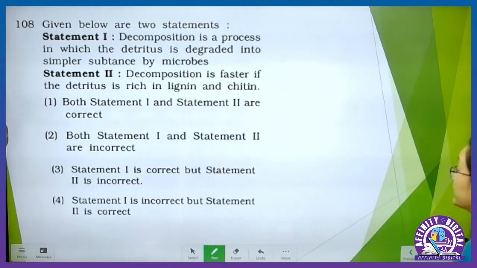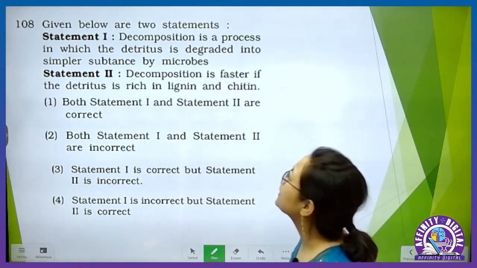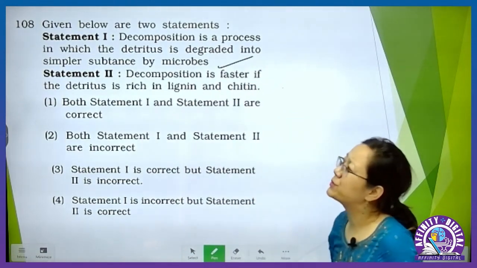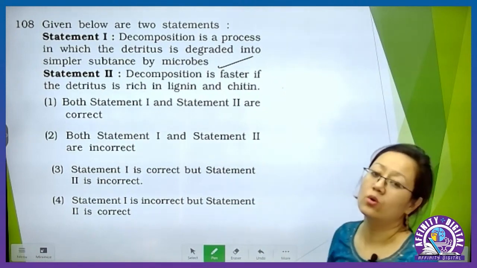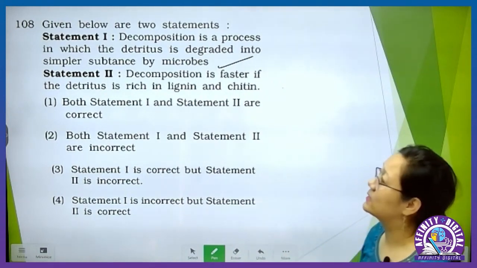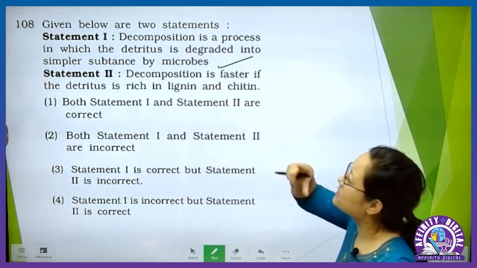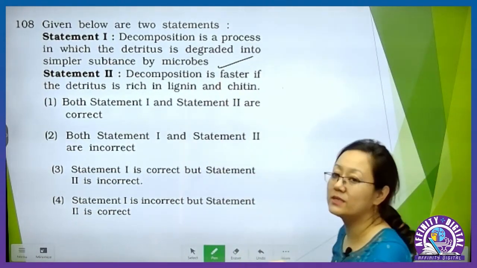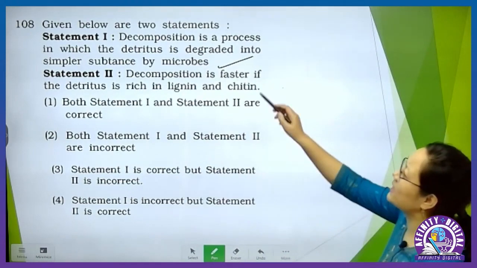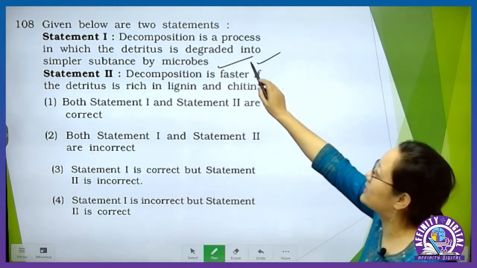Okay, next is 108. Decomposition is a process in which a detritus is degraded into simpler substances by microbes. This statement, if we think of it broadly, is a previous year's question. Sometimes we have to follow the answers which are given by the NTA. So this statement is given correct according to that particular year. If we consider it broadly, this is correct. But in deep detail, with respect to NCERT, a slight mistake is there. Anyways, we have to give this statement as the correct answer, because the answer given by NTA is correct.